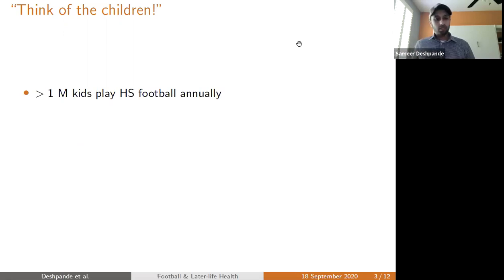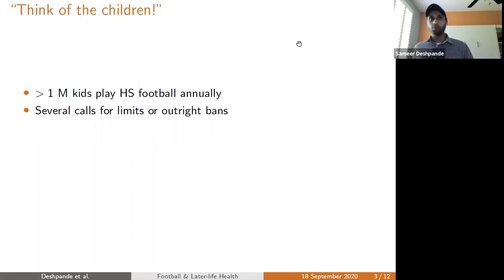And with all of this concern raised in the media and the scientific literature, there have been a lot of parents and doctors and lawmakers who have called for placing age restrictions on youth tackle football. There are some states that are considering outright bans.